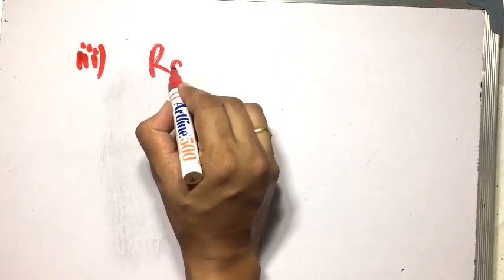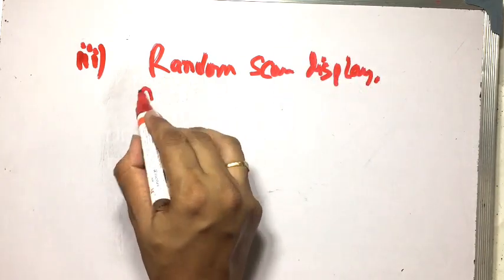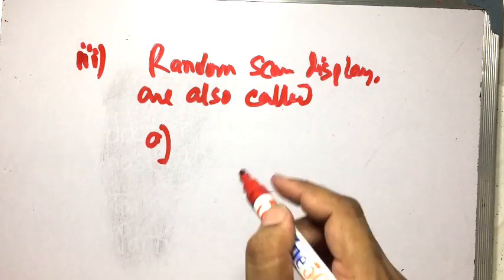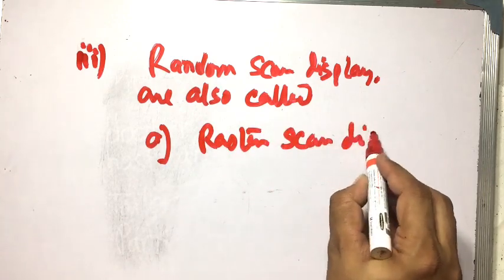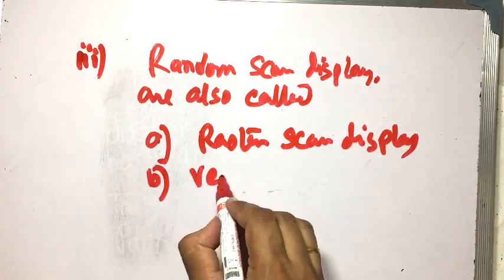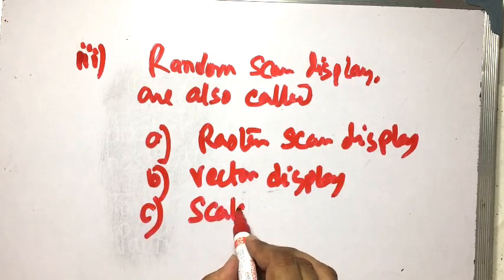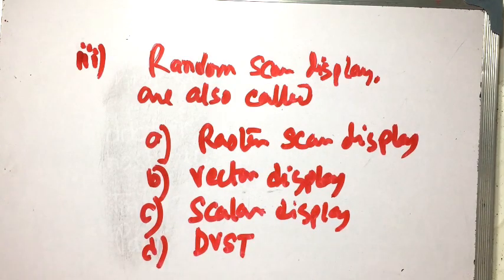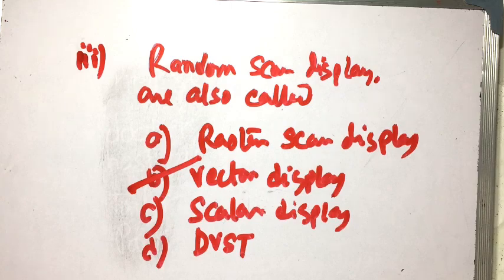Now question number 3. Random scan displays are also called: option A, raster scan display; option B, vector display; option C, scalar display; option D, DVST. The answer is definitely vector display. Random scan display is also known as vector display.